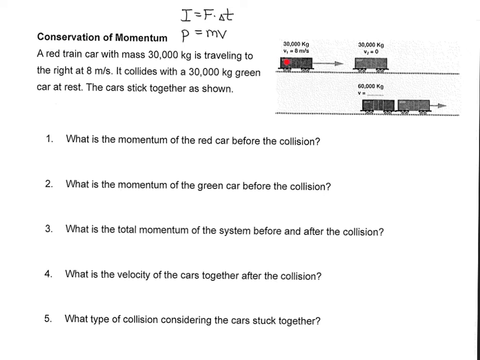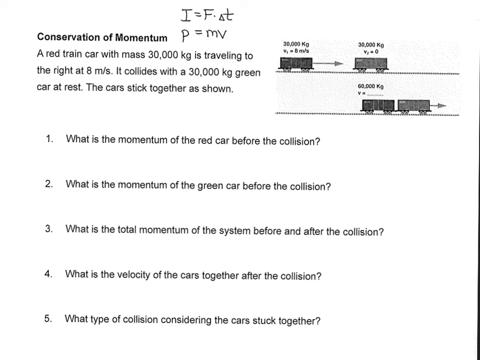Conservation of momentum. We've got a red train car. I know you can't see it as red, but it is red, trust me. It's moving to the right at 8 meters per second, and there's another car here at rest, same mass, and it's going to collide with the green one, and then they're going to move off together as one car. We want to see how fast they're going to move together when they couple. That's what train cars do, they couple. And also, what type of collision is that?